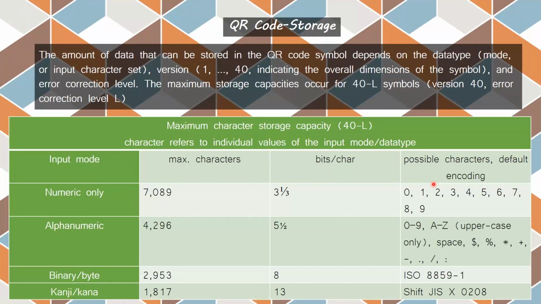And then we look at the QR code storage. The amount of data that can be stored in a QR code depends on the data type, the version of the QR code, and the error correction level. So we'll look at the error correction level in the next slide. As you know, if the version is bigger, then we have more space, so we can store more data. And then it also depends on the data type. So this table here shows us the maximum character storage capacity for version 40 and error correction level low QR codes on various input modes.